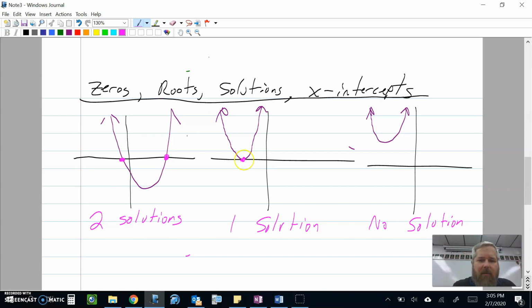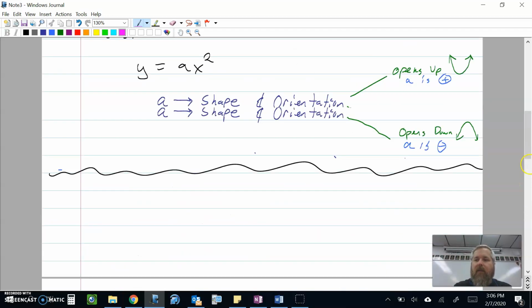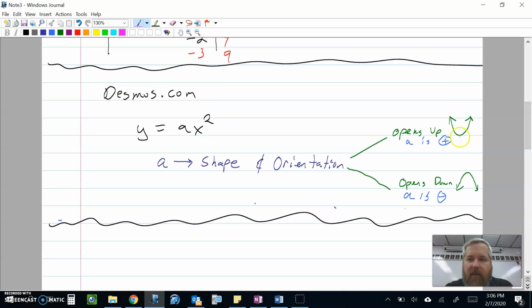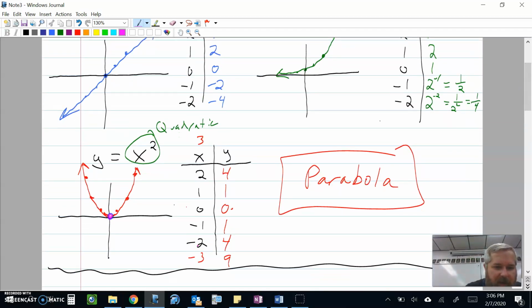Hey, let's talk about that bottom point. Actually, can I back it up? So there's 2 solutions, there's 1 solution, there's no solution. Sorry, I'm going on 2 different things right here. There's a number of solutions, what that looks like. But let's go back to the beginning of notes. That bottom point, this bottom point here is called a vertex. This point right here is called a vertex.